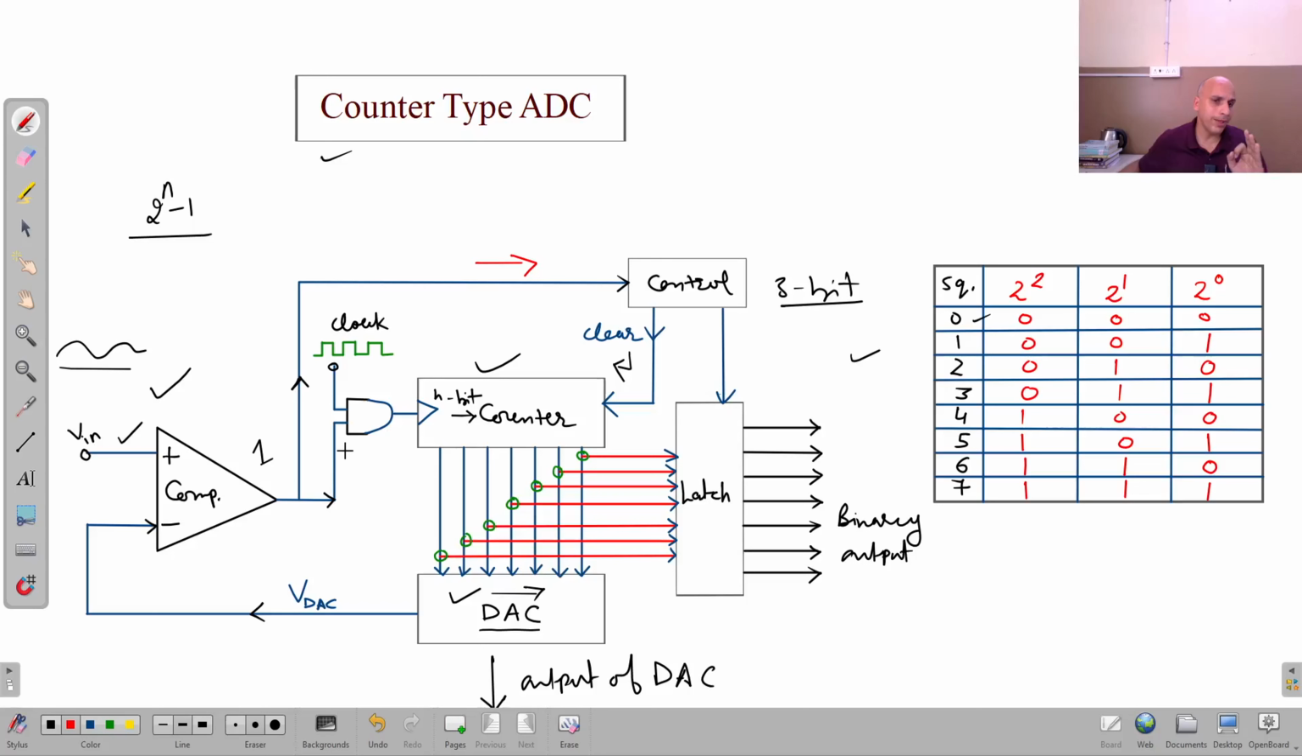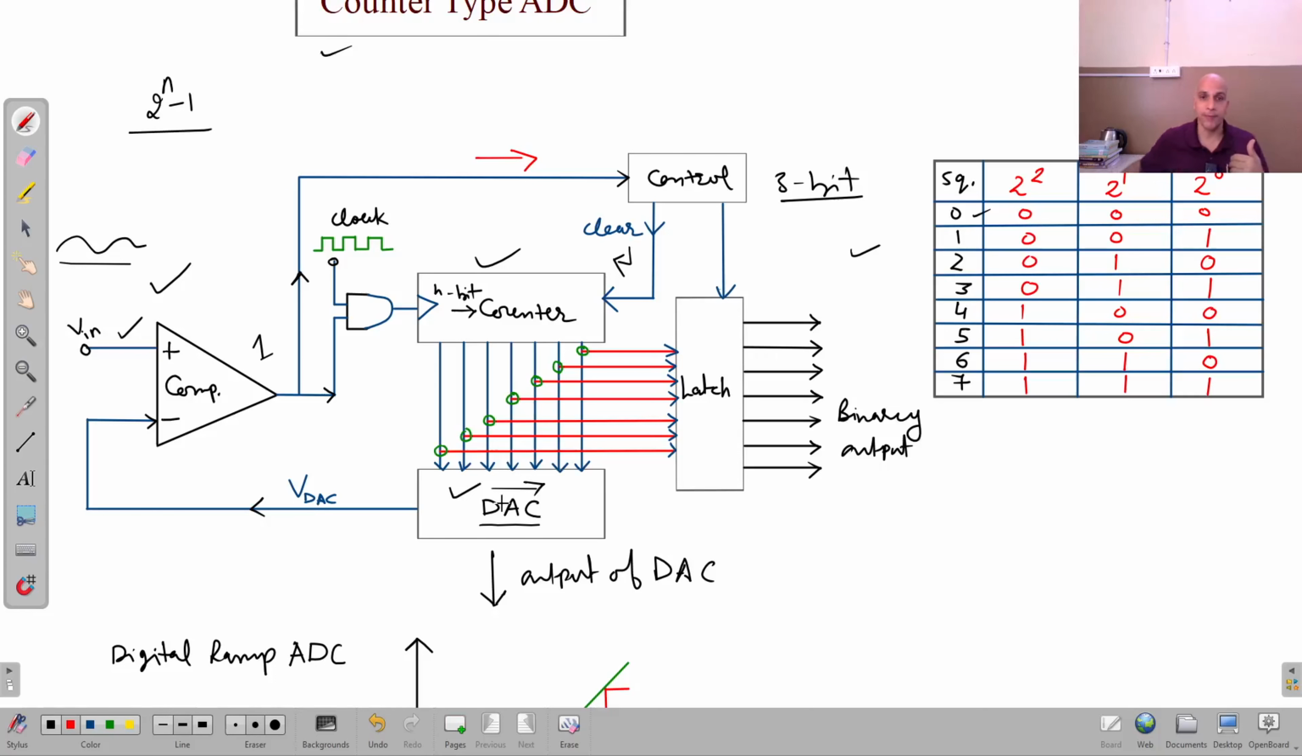Now, when one is applied at the AND gate, it means that if we send a clock pulse at the other input of the AND gate, that clock pulse will be passed to the counter, and the counter will begin counting starting from 0, 1, 2, 3, 4, 5, 6, 7. It will keep on counting, and whatever counts are generated are applied here, to the digital to analog converter. And what is the output of this D2A converter?